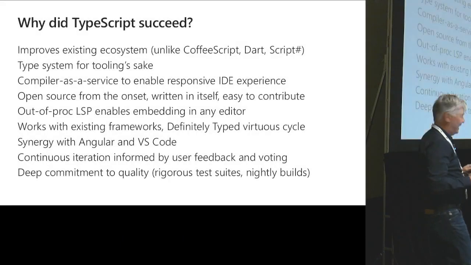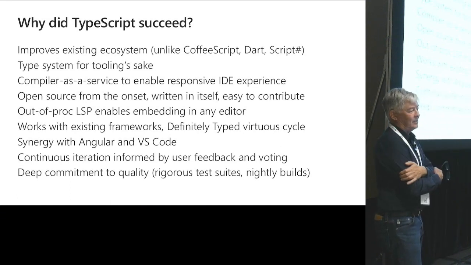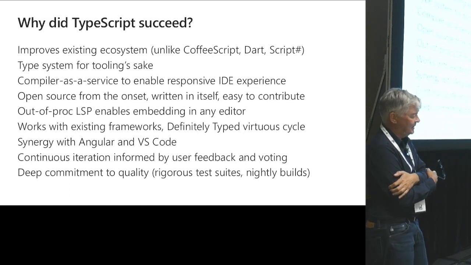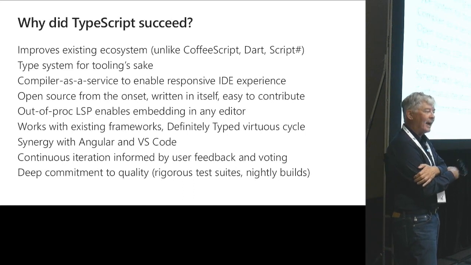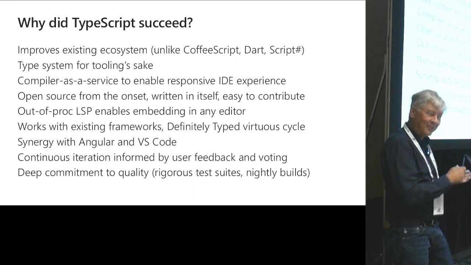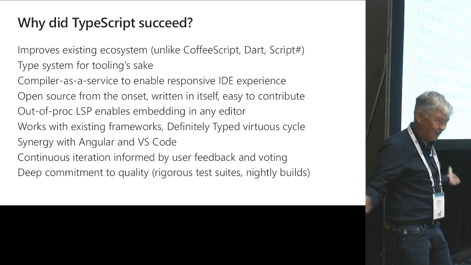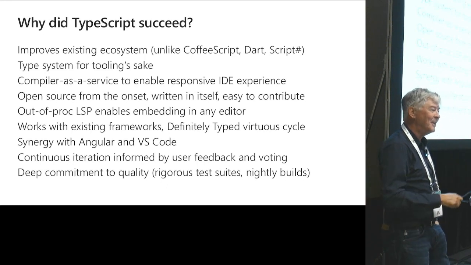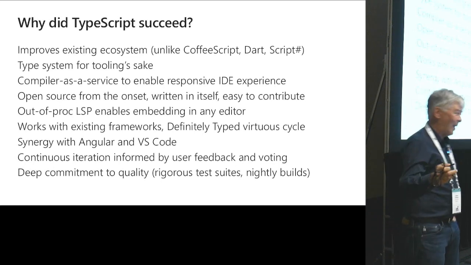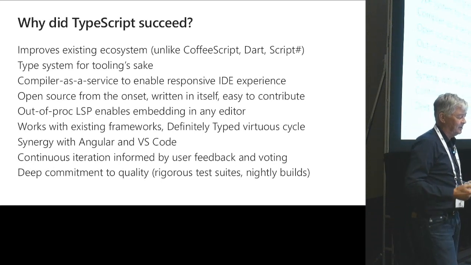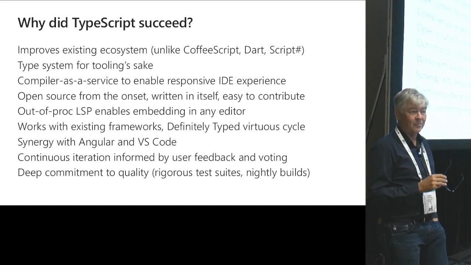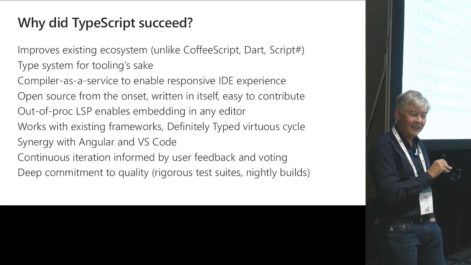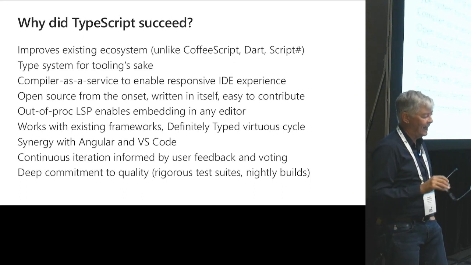I wanted to just sort of end on a slide that talks a little bit about why I think TypeScript succeeded. One of the key decisions we made early on was to not try to create a language that replaces JavaScript, even though the world was crazy with languages that were supposed to replace JavaScript, but rather we went for the other route of trying to improve the existing ecosystem. And I think what we also got right from the beginning was that we were designing a TypeScript system for tooling's sake, and this was all in the name of providing and creating excellent tooling.